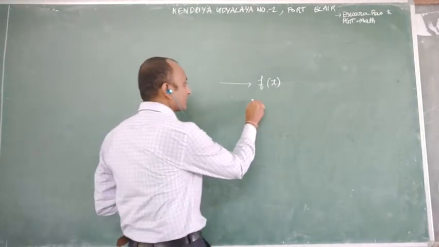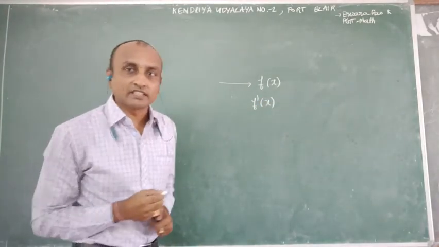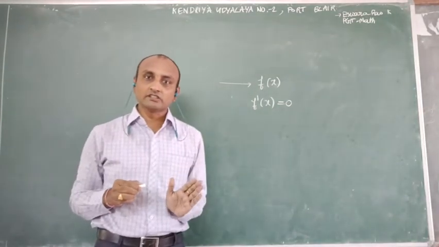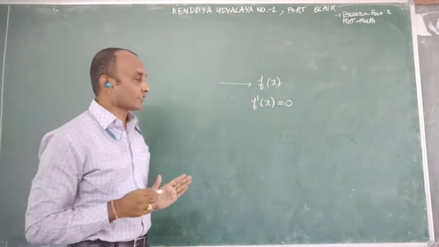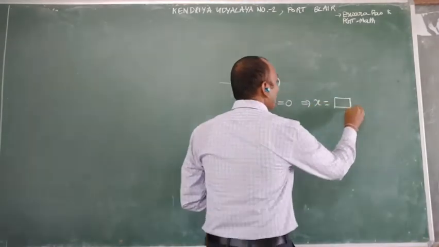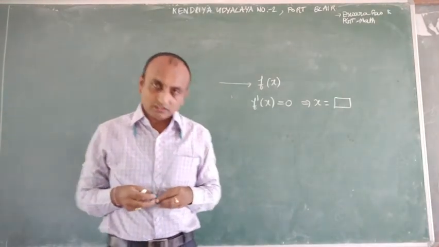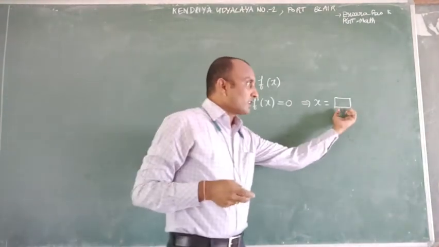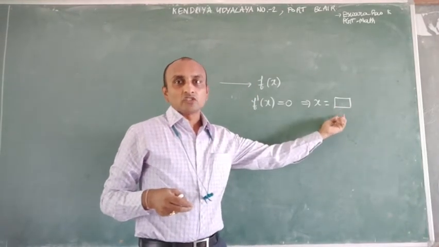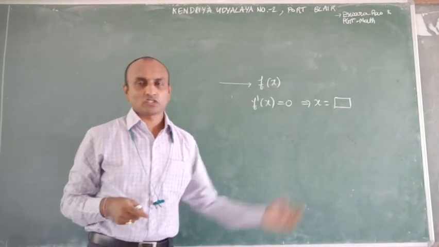What is the first derivative test? We just find f dash of x, and we equate it to 0. Once we equate f dash of x equal to 0, then we get certain x values. After finding these x values, we take the values which are possible, which exist in the given conditions. So those are things you will understand.